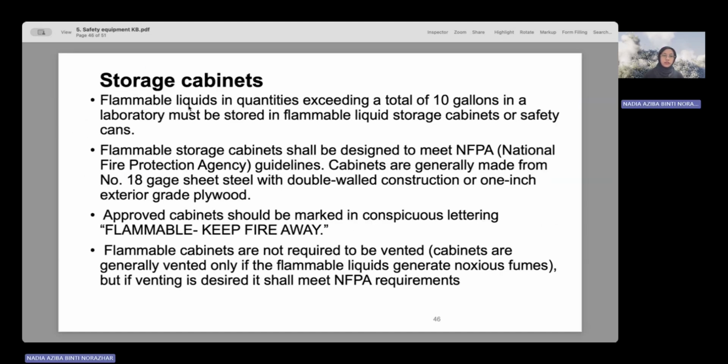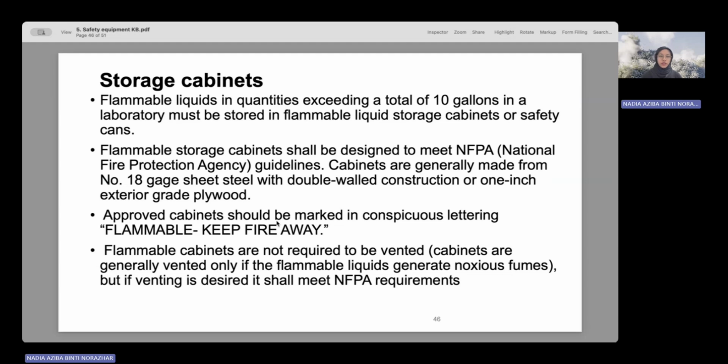Next, we'll be discussing storage cabinets. Flammable liquids in quantities exceeding a total of 10 gallons in a lab must be stored in flammable liquid storage cabinets or safety cans. Flammable storage cabinets shall be designed to meet NFPA guidelines, or National Fire Protection Association, and are generally made from number 18 gauge sheet steel, double wall construction, or 1-inch exterior grade plywood.